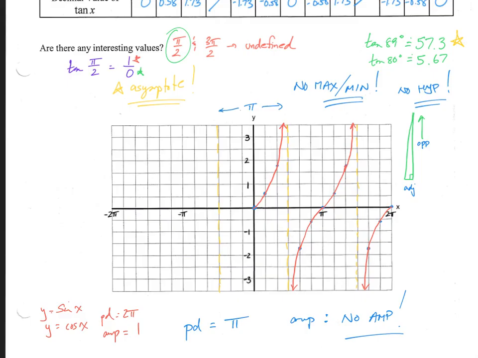Well, then I know that another pi units, or the next time my rotation arm is vertical, at 3 pi by 2, I have another asymptote. Okay, what are the key points that I need to know for my tan graph? Well, I need to know where the zeros are. And my tan is 0 anytime my rotation arm is horizontal.